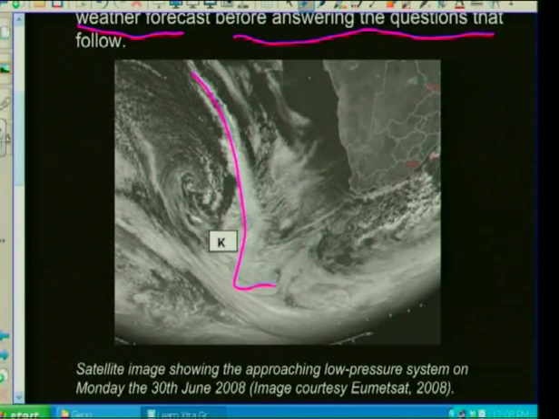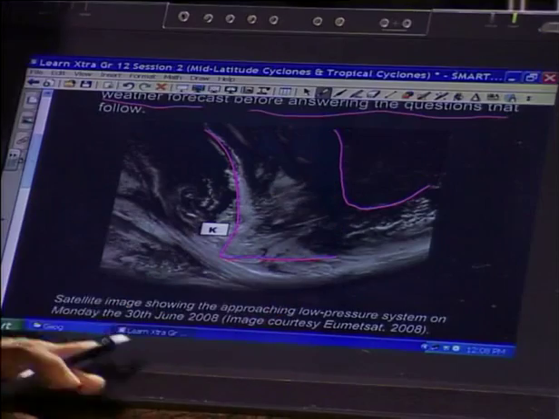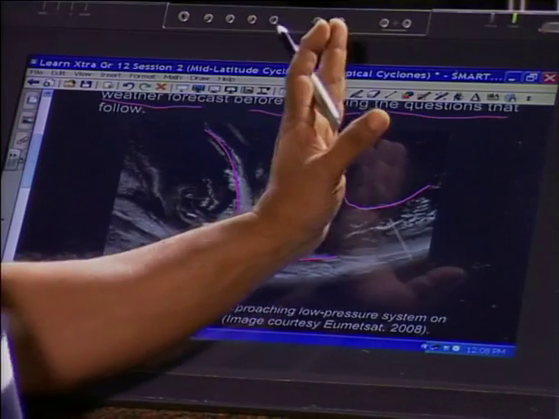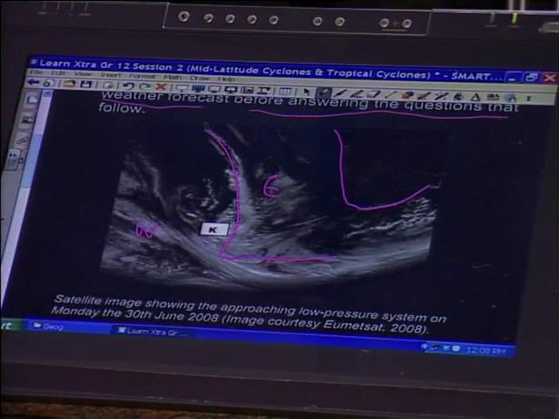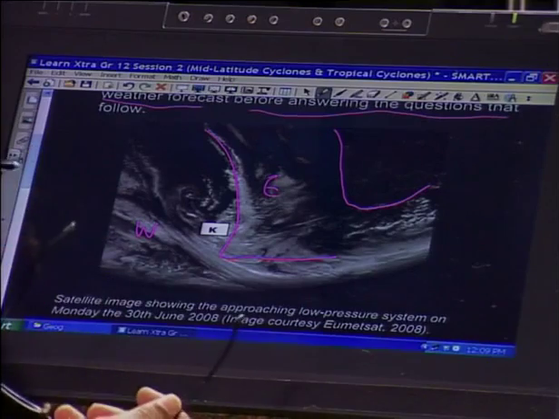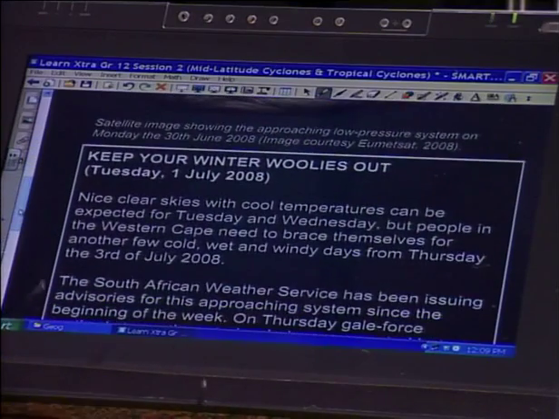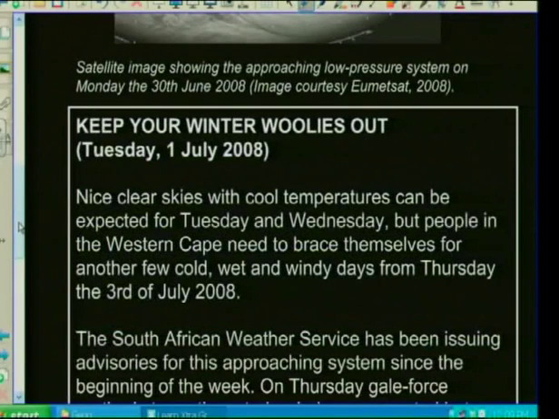Okay, and we can see it, if you look down here. Can you see it? All right, your cyclone coming in, there's southern Africa there, and it's moving in that direction, coming in from west to east. So that's your mid-latitude cyclone. Okay, satellite image showing you that. Let's read through this. And again, we highlight words.